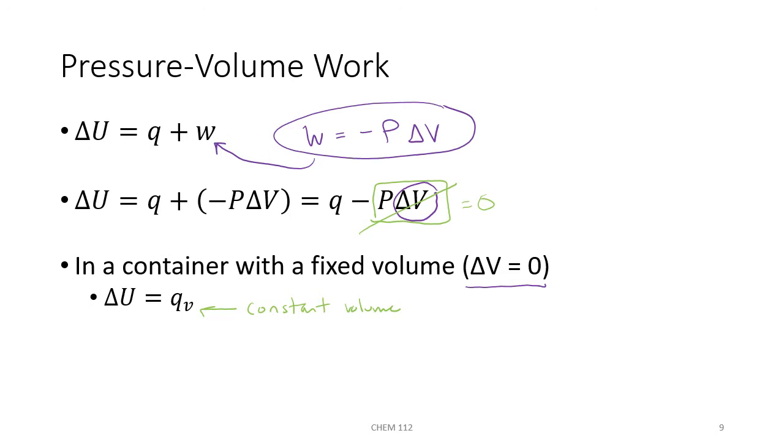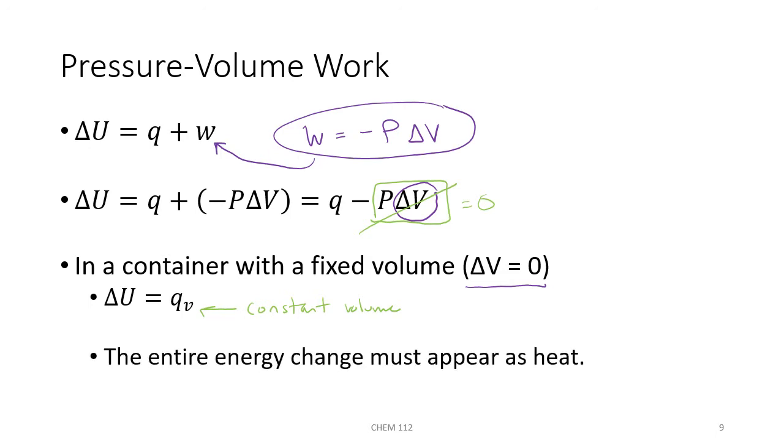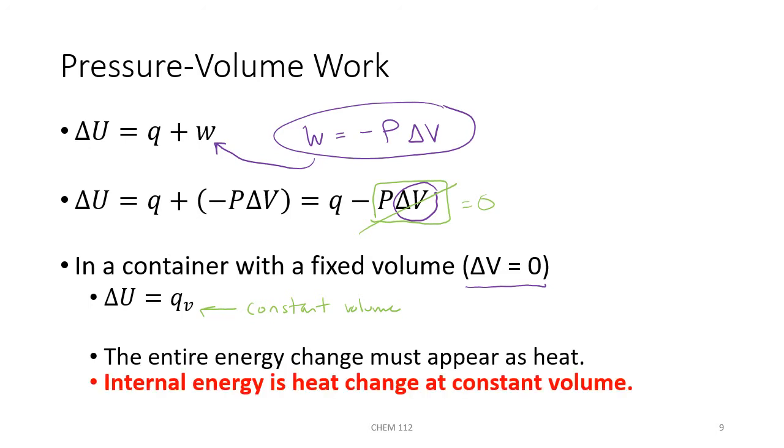If we're at constant volume, that means that the entire energy change must be given off or absorbed as heat, since no volume changes can occur. And what that formula delta U equals Q sub V means is that internal energy is heat change at constant volume. That's how we could actually measure the internal energy of a system.